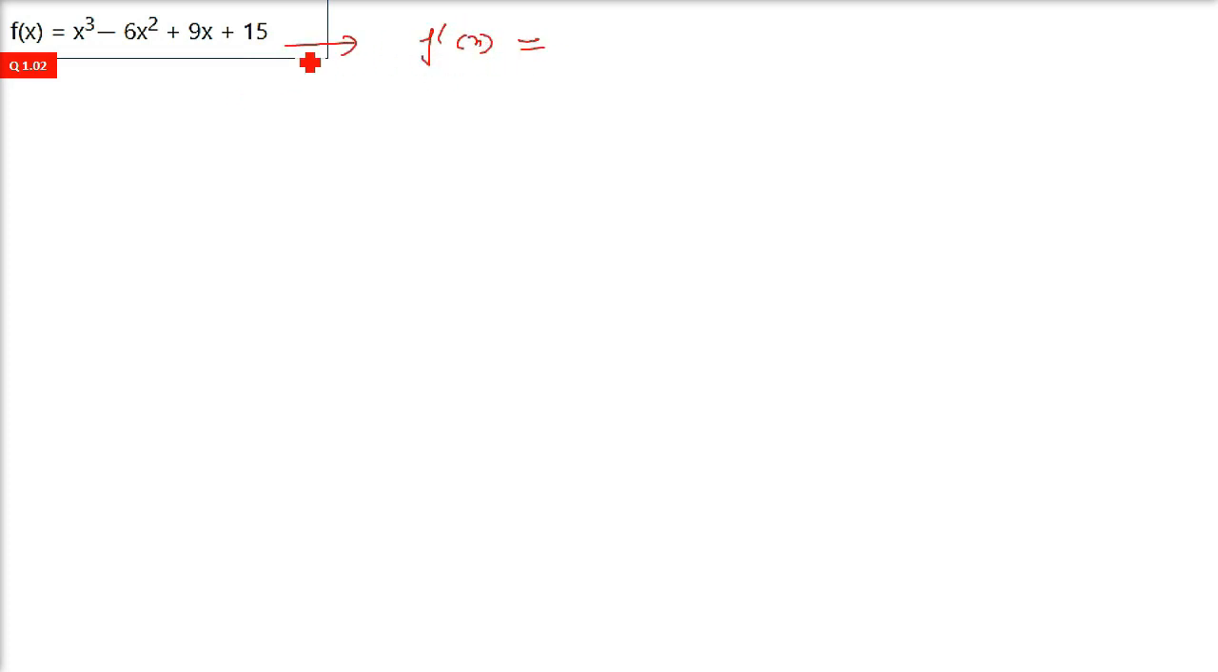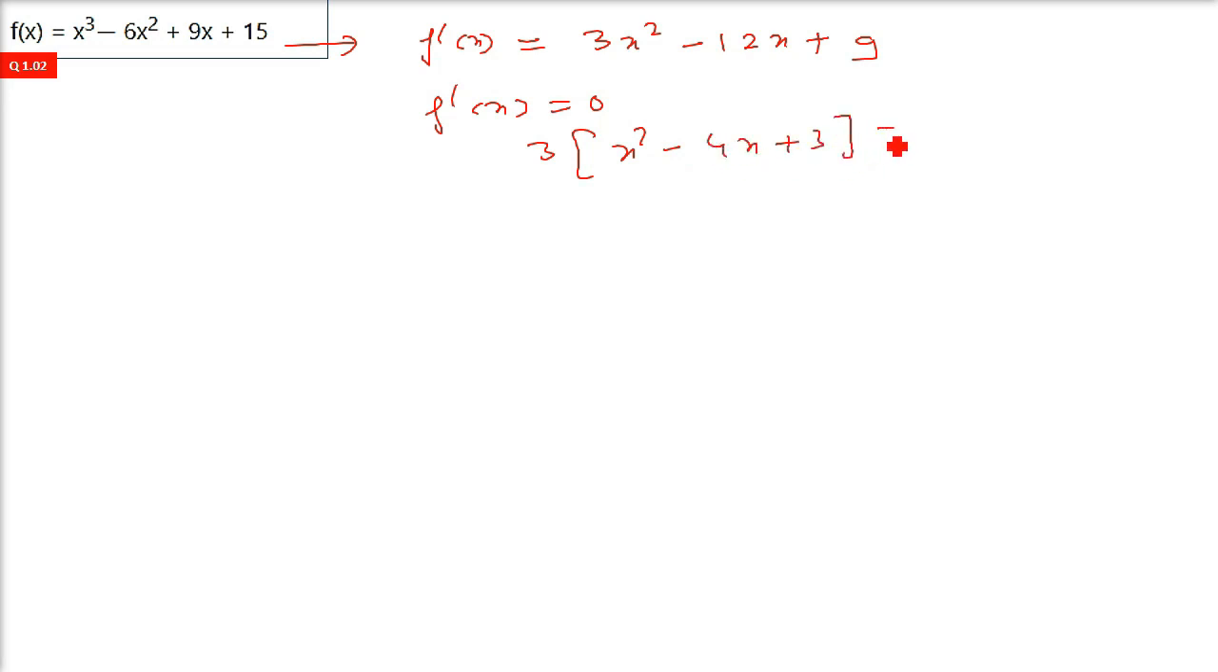The first step is f'(x), differentiation. It will come as 3x squared minus 12x plus 9, and 15 will be eliminated. Now second thing will be f'(x) equals 0. We need the critical points. When we place it equal to 0, you can take 3 common, because you can see 3 is common. x squared minus 4x plus 3. This x squared minus 4x plus 3 will give you the factors.